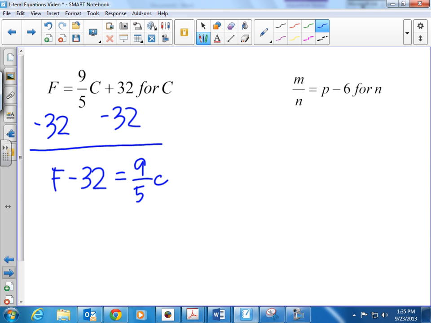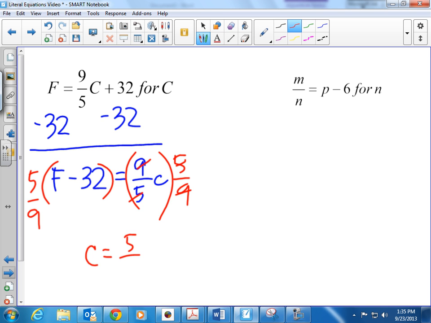Well, now how do I get c alone? We know how to do this. We multiply each side by the reciprocal, 5/9. My 5's cancel, my 9's cancel, and I see that c equals 5/9 times f minus 32. Now you could take that a step further if you wanted to and distribute in your 5/9. But we've got C alone. That's what they asked us to do. So I think we could stop just right there. Let's look at the next one.